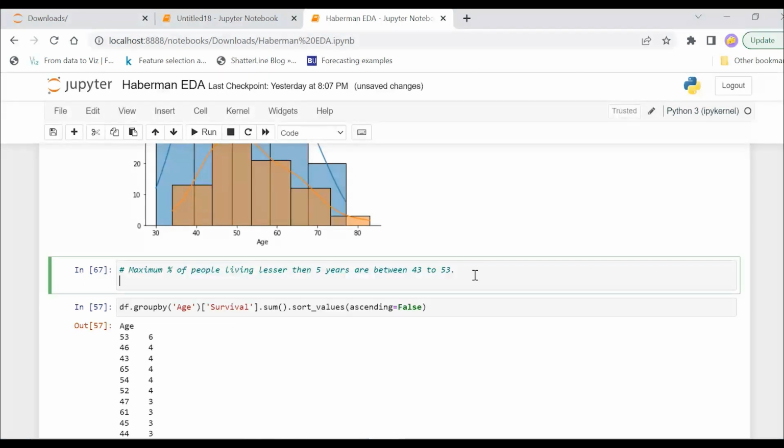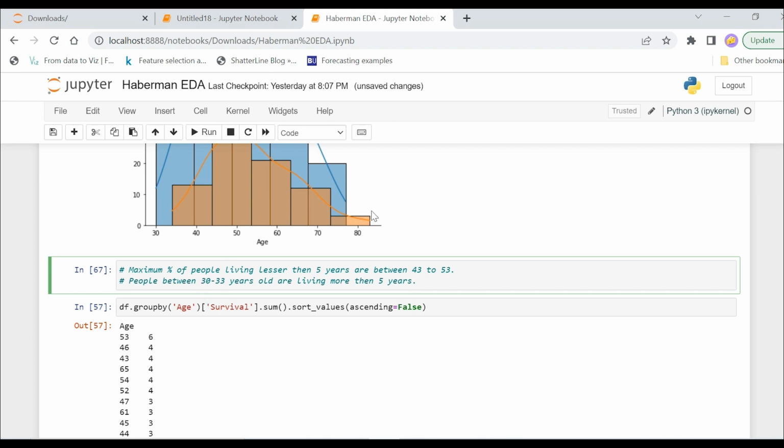So I can say people between, I will not say maximum, because as per the data set 100% of people between 30 to 33 years old are living more than 5 years. This is one of the things.